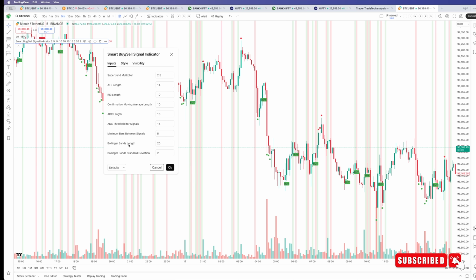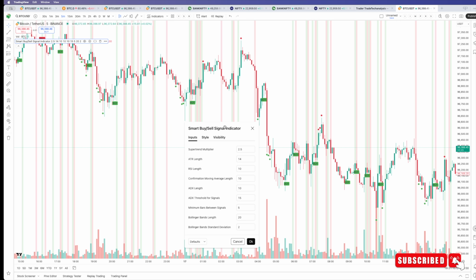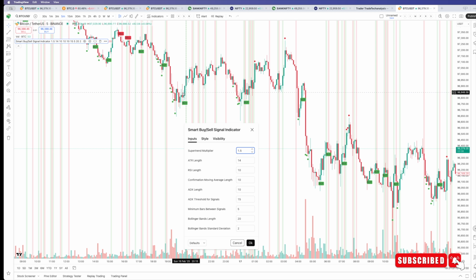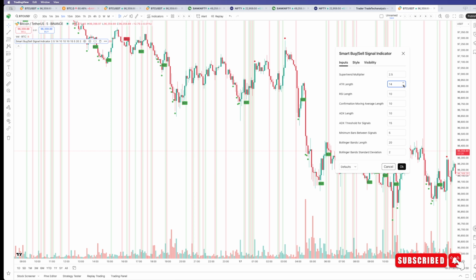So all these elements together get you the signals. When you change the supertrend multiplier, you'll see some more buy sell signals. If you don't see it from here, you can see by changing the value, it got one more sell signal. So you can play around with it. The length is 14 by default. You can make it 10 and see if this changes anything on the chart.